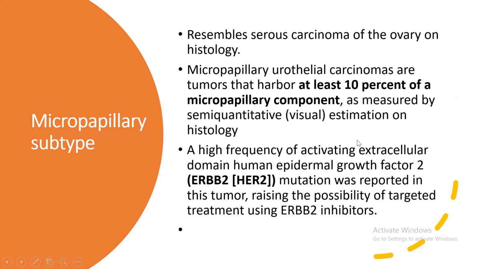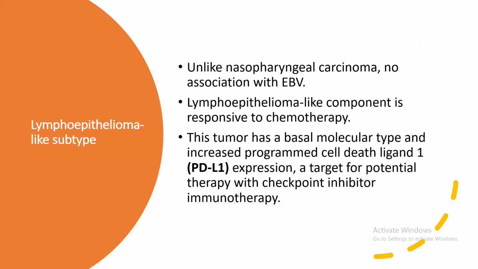Now, when do we call a micropapillary subtype? When we see at least a 10% micropapillary component, the tumor will be called the micropapillary subtype of urothelial carcinoma. The importance of this entity is that it expresses HER2/neu, so we can have targeted therapy against this entity. That's why it's important prognostically that HER2 inhibitor therapy, that is trastuzumab, is available against this entity.